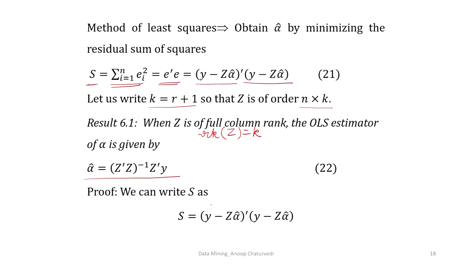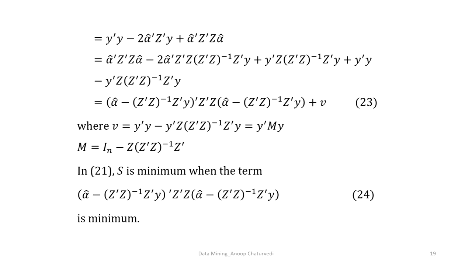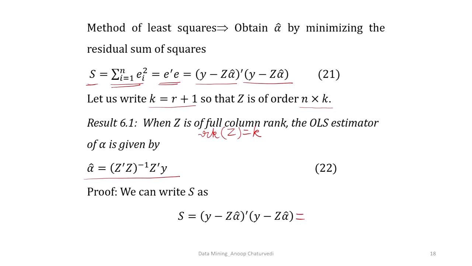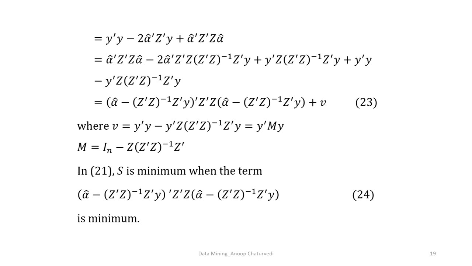To obtain alpha hat, we write s in the form s equal to y minus z alpha hat transpose y minus z alpha hat, and then expand it: s equal to y transpose y minus alpha hat transpose z transpose y minus y transpose z alpha hat plus alpha hat transpose z transpose z alpha hat. Now, these two middle terms are equal, so you can combine them and write minus 2 times alpha hat transpose z transpose y. So, you get y transpose y minus twice alpha hat transpose z transpose y plus alpha hat transpose z transpose z alpha hat.